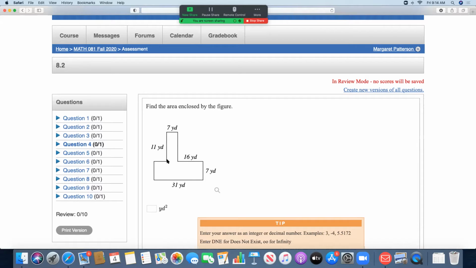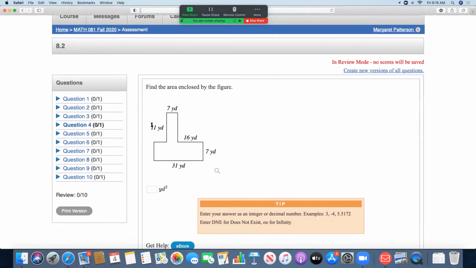Well, the sides that are not marked don't matter, because all you need is one length and one width. The left side is 11 and the right side is also 11, but all you need is one of the lengths and one of the widths. So we have a 7 and an 11. Everything we need, isolate that and call it 77.